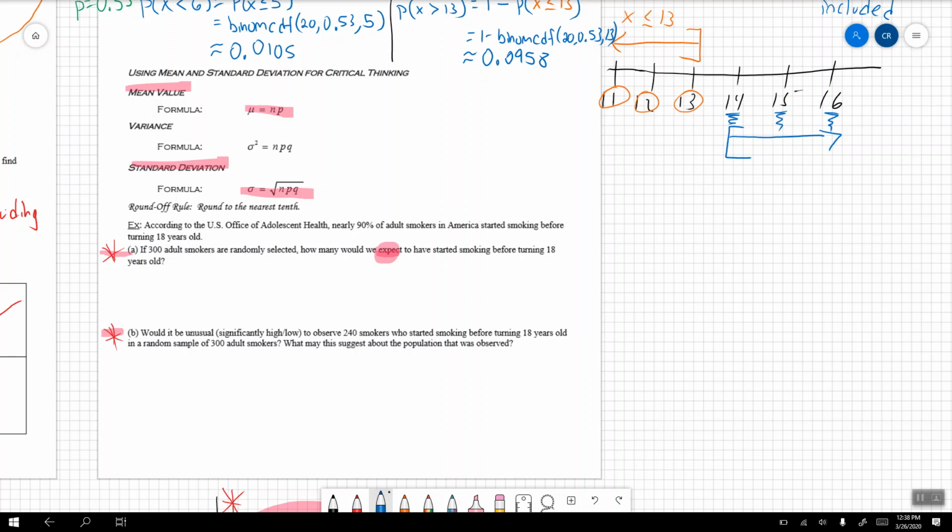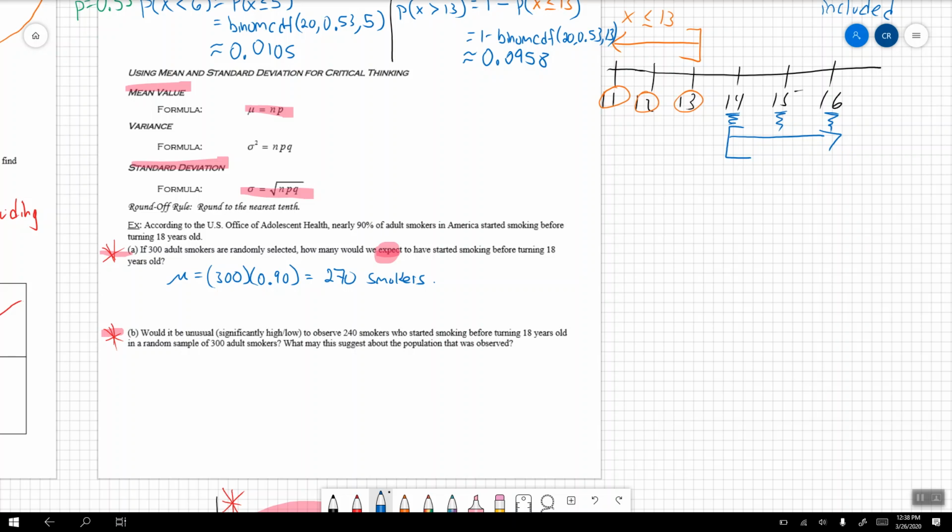So how do we calculate this expected value, or this mean? This mean is just n times p. What's n? That's 300. So out of those 300 adults, we're looking for 90% of them to be smokers. So we multiply 300 times 0.90. What's 90% of 300? That should be 270 smokers. So in a sample of 300 adults, we would roughly expect 270 smokers to have started smoking before turning 18 years old.